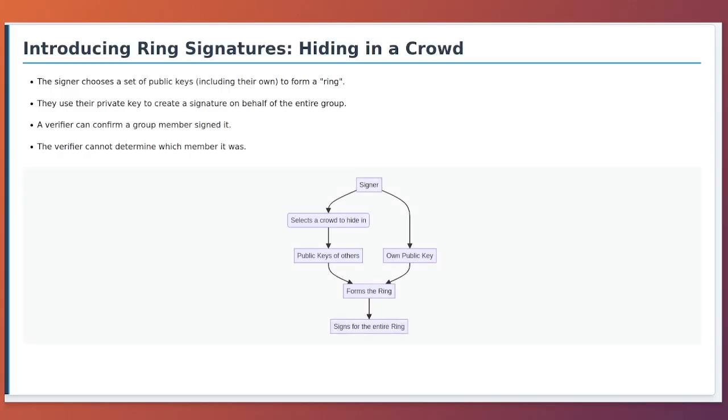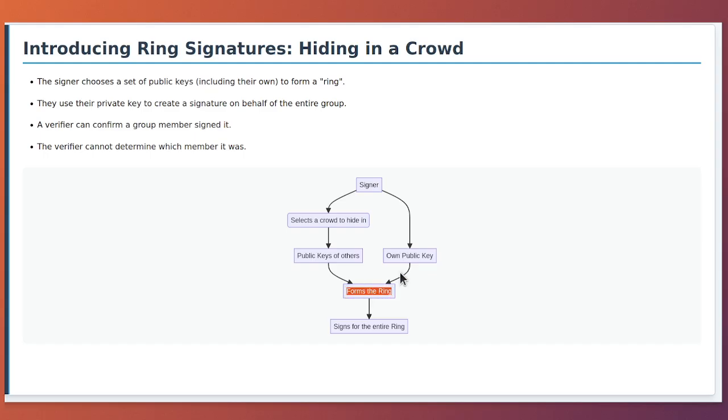Introducing ring signatures. Hiding in a crowd. A ring signature provides a cryptographic equivalent of hiding in a crowd. It allows a signer to prove they are part of a group without revealing their specific identity. The signer, who we will call the true signer, selects other participants to form an anonymous set, which we call the ring. This ring is composed of the public keys of all chosen participants, including the true signer's public key.